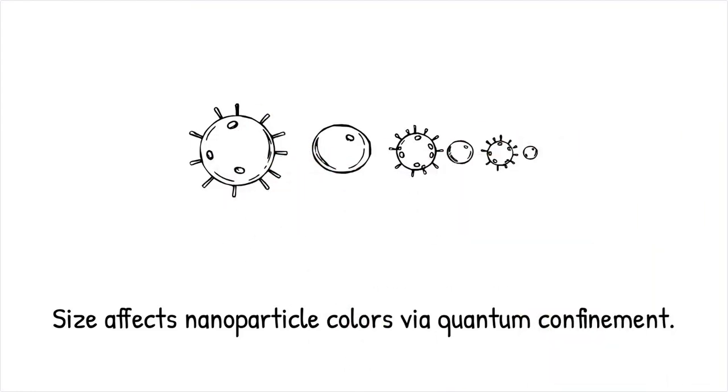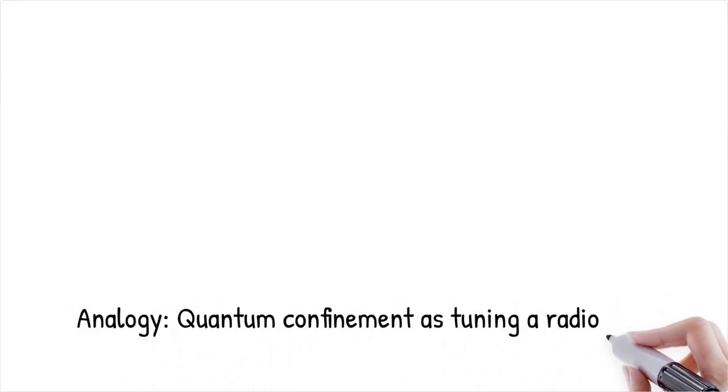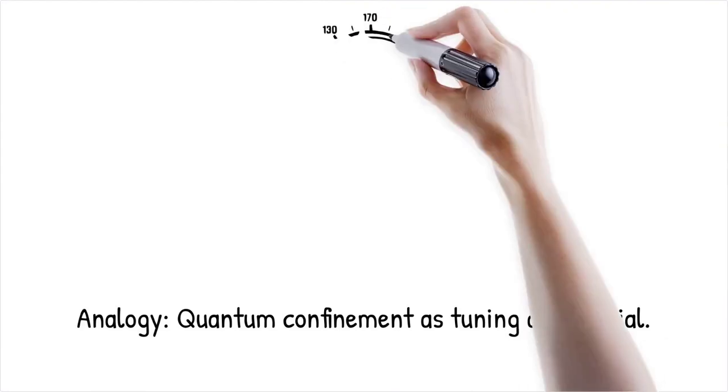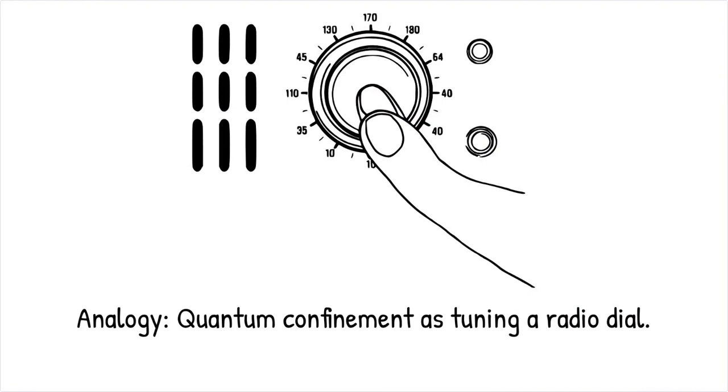Nanoparticles of the same material can exhibit different colors when their size is varied due to changes in their electronic energy levels. It's like tuning a radio to specific channels. As you adjust the dial, you pick up different stations, like different energy levels.